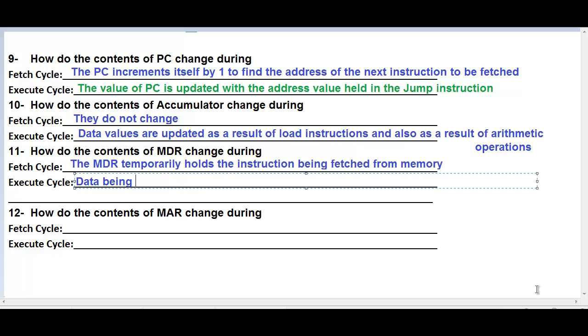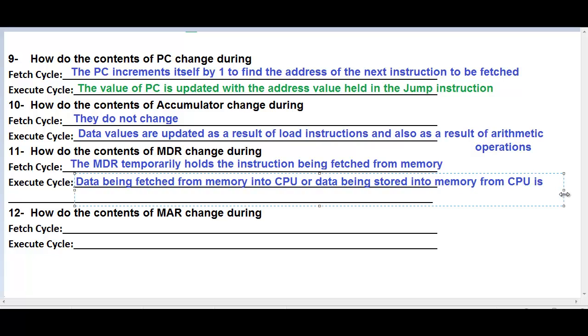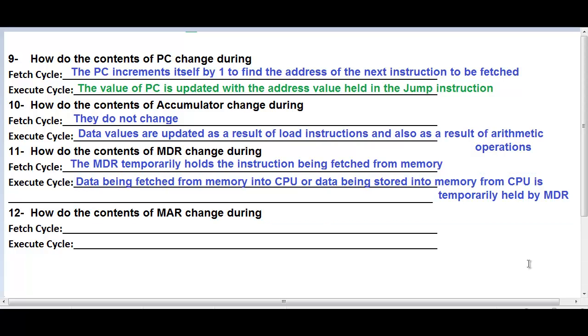data being fetched from memory into the CPU, or data being stored into memory from the CPU, is temporarily held by the MDR, right? Is temporarily held by the MDR. So that's how the contents of the MDR change during the execute cycle.